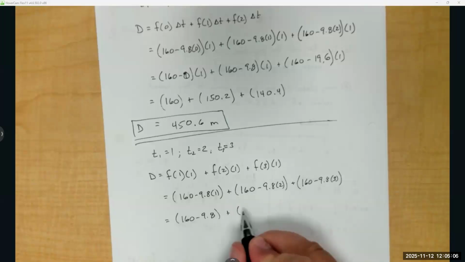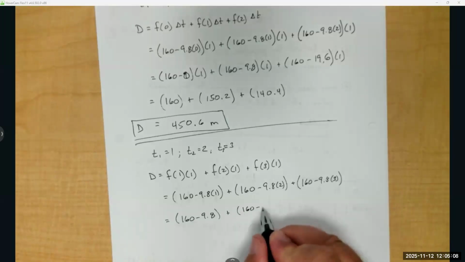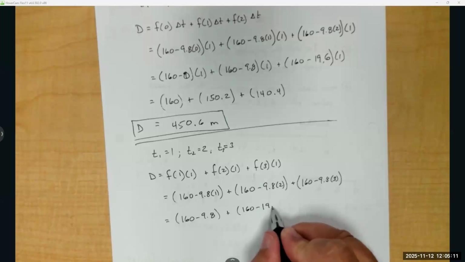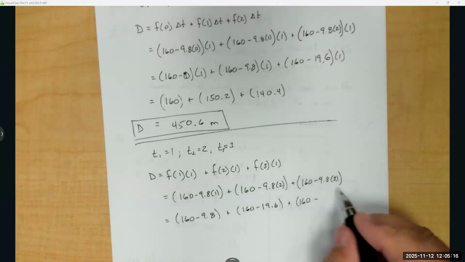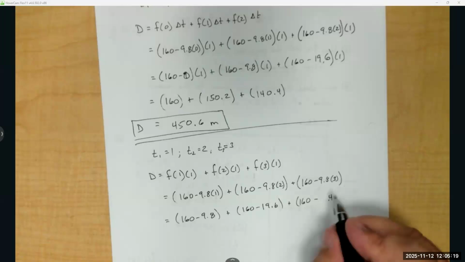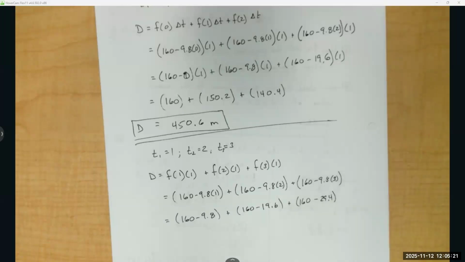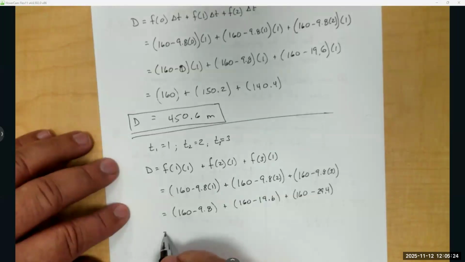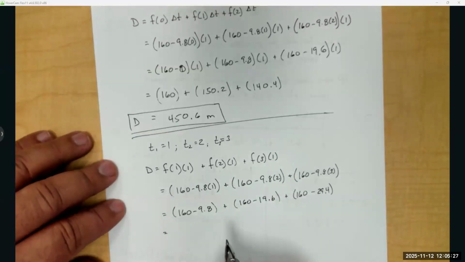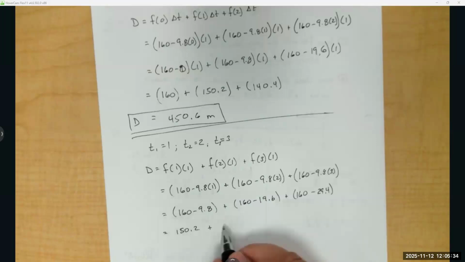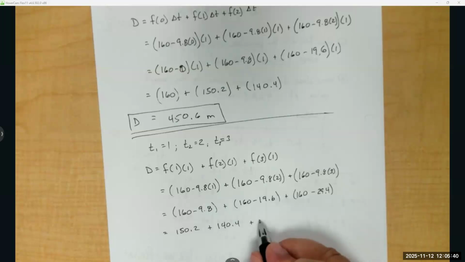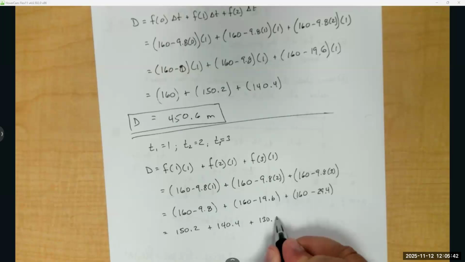Minus 9.8, 160 minus 19.6, 29.4. So 160 minus 9.8 is 150.2, then 140.4, then 130.6.